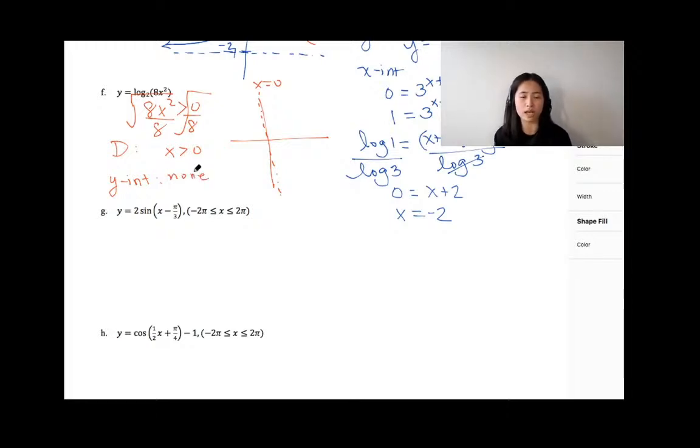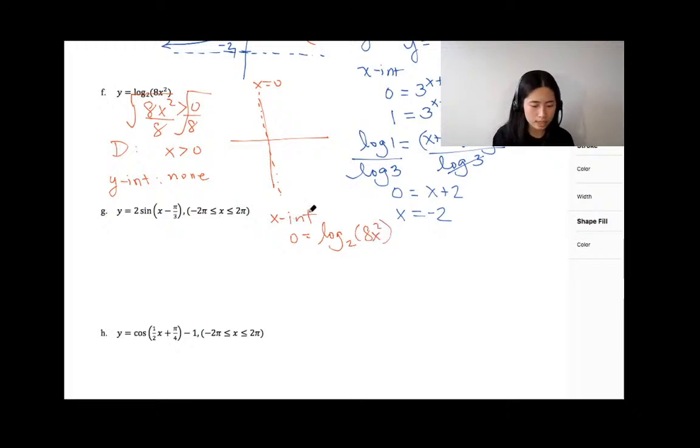And also for your x-intercept, we need to do a little quick calculation on the side. For your x-intercept, you need to plug in y equal to 0, right? So 0 is equal to log base 2, and then you have 8x squared right here.